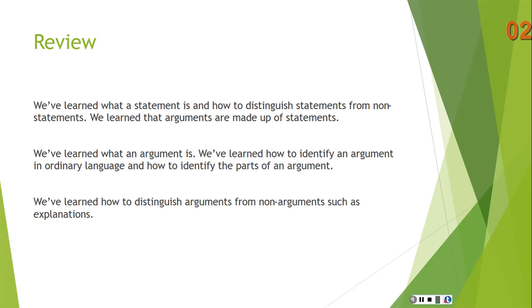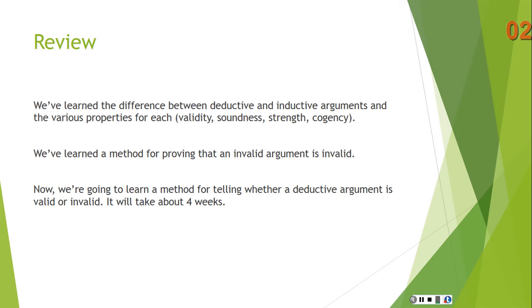And in our first section of the course, we learned what a statement is and how to distinguish statements from non-statements. We learned that arguments are made up of statements. We learned what an argument is. We've learned how to identify an argument in ordinary language and how to identify the parts of an argument. We've also learned how to distinguish arguments from non-arguments, such as explanations. We've learned the difference between deductive and inductive arguments and the various properties for each, such as validity and soundness, strength and cogency.